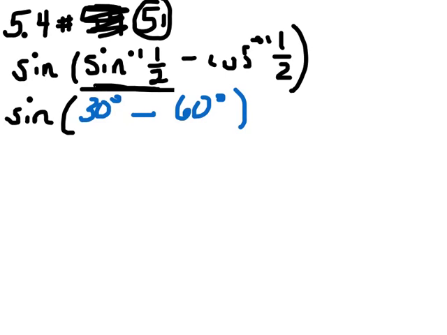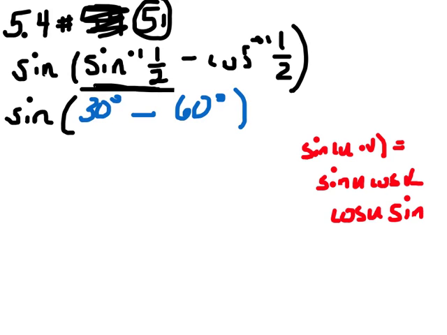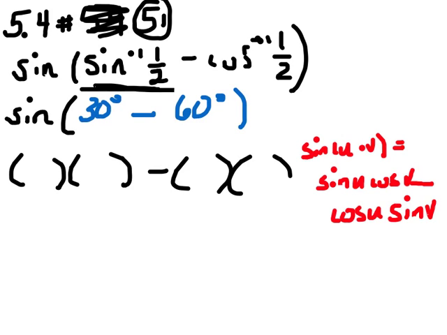So let me make sure I get all my signs right on the difference formula. Sine of u minus v, I'll write it in red over here, from the formula is equal to sine u cosine v minus cosine u sine v. So we're taking the sine and the cosine of each one, and then we switch which ones we take the sine and cosine of, and do some subtraction. So basically I'm going to have 2 values minus 2 more values.